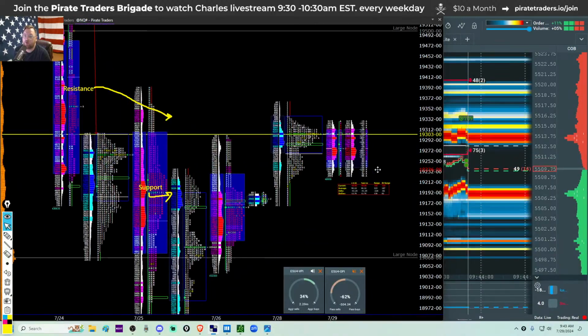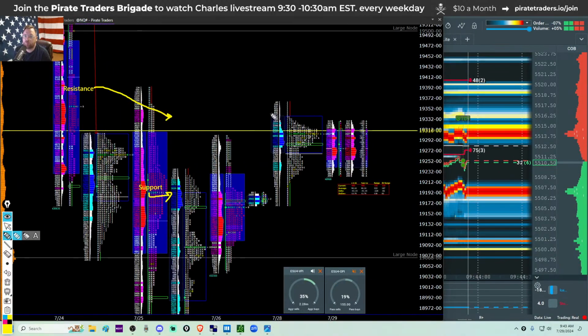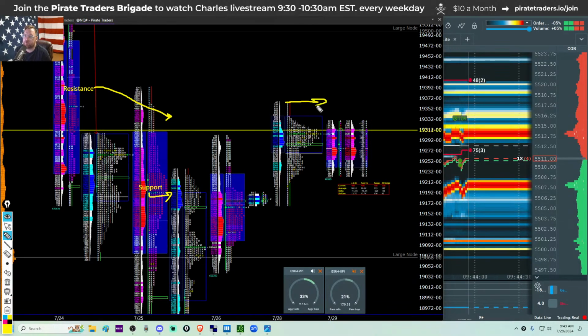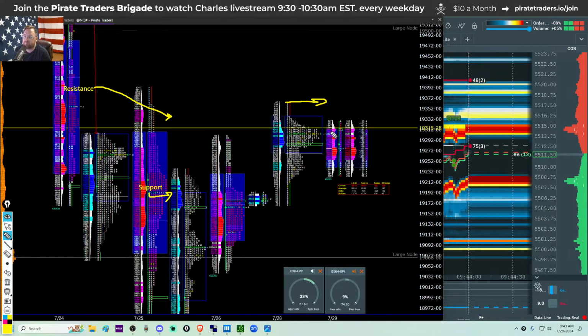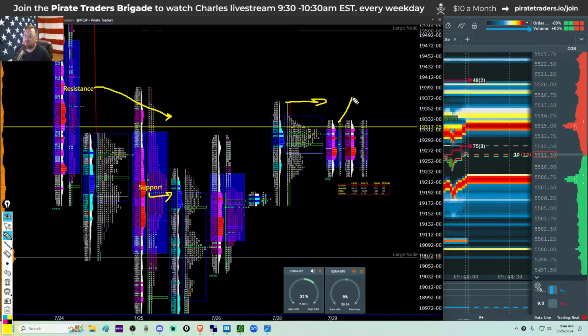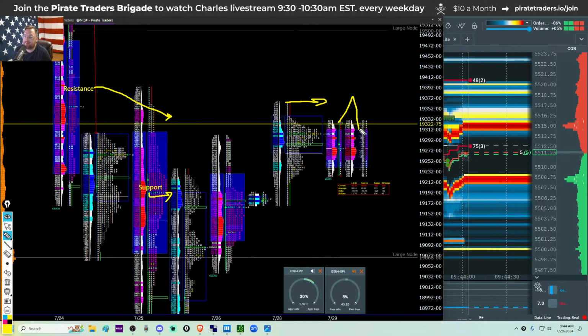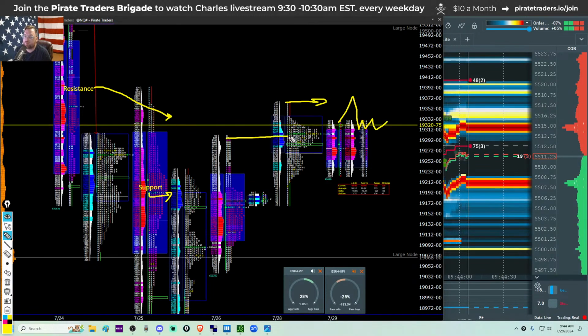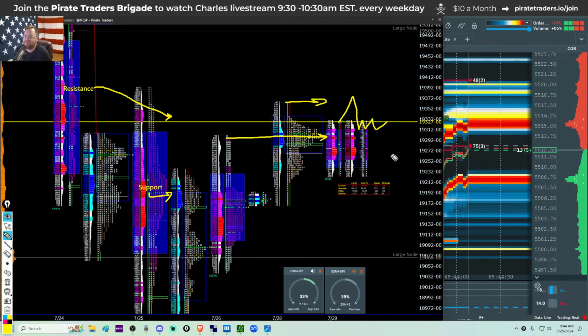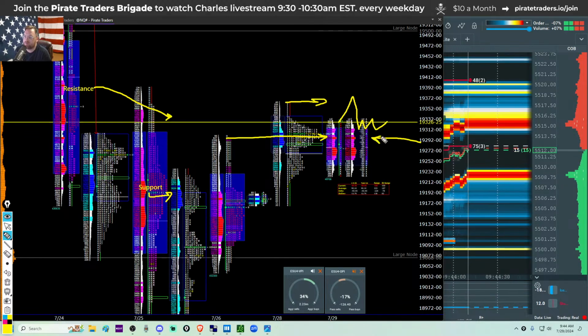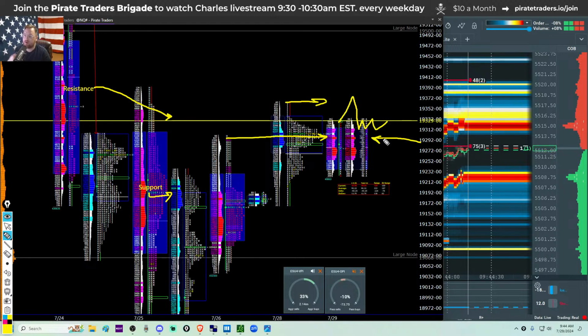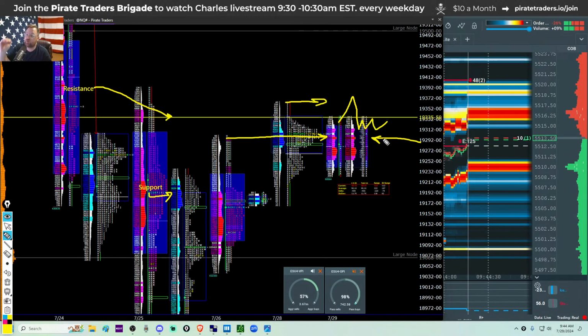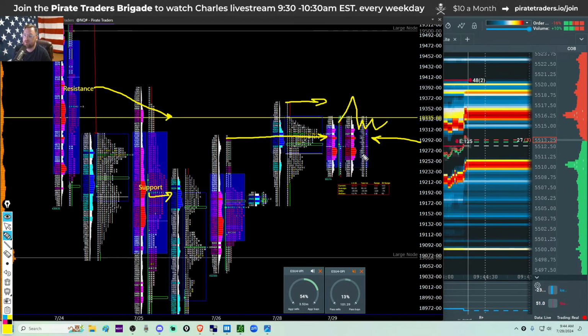Okay, so now the question is, first and foremost, can they test the overnight high, which they should be able to do, 19,370. And then once they test that overnight high, they'll pull back down to look for support at Friday's high. Can they hold that support? Right? So remember what I just told you about the sellers on the ES. The same thing is now true for the buyers on the NQ.